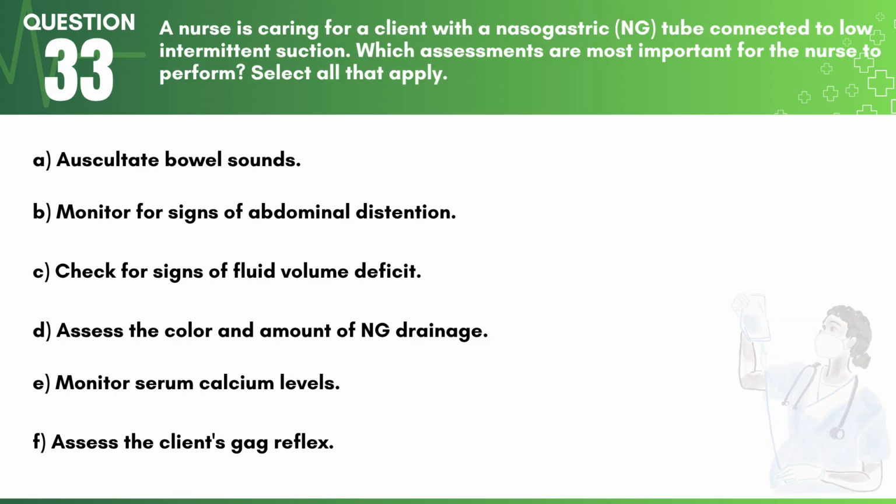Question 33. A nurse is caring for a client with a nasogastric (NG) tube connected to low intermittent suction. Which assessments are most important for the nurse to perform? Select all that apply. A. Auscultate bowel sounds. B. Monitor for signs of abdominal distension. C. Check for signs of fluid volume deficit. D. Assess the color and amount of NG drainage. E. Monitor serum calcium levels. F. Assess the client's gag reflex.